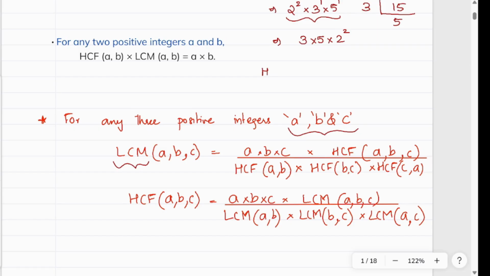Similarly, if you want to find the HCF of three numbers, what should you do? You should first multiply all those three numbers. Then you should take the LCM of the three numbers, divided by the LCM of A and B, then LCM of B and C, then LCM of A and C. Multiply all those together and divide it.